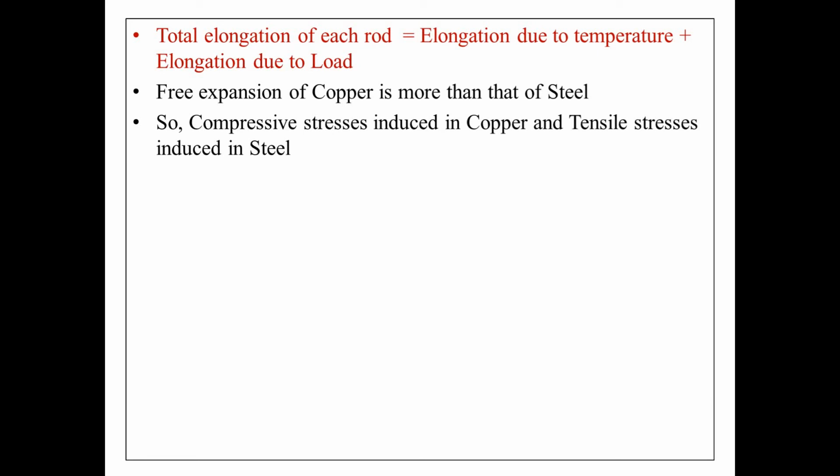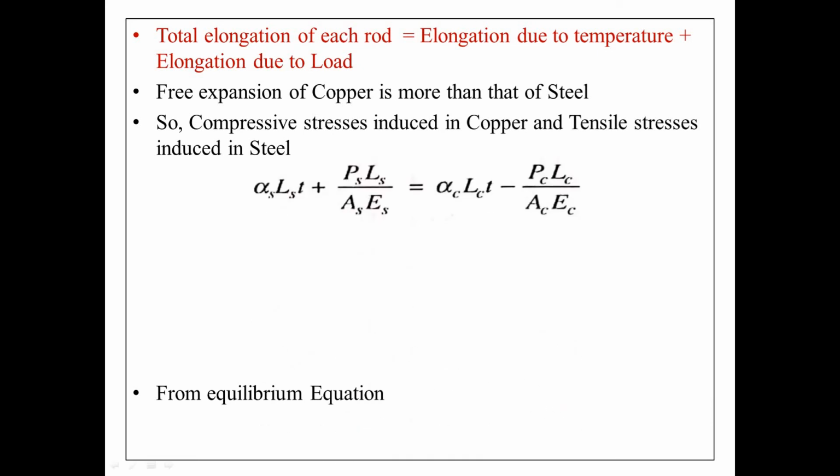So copper will try to pull in the downward direction, while steel will try to pull in the upward direction. So that is the thing. This is the equation that we have. In the previous case the lengths were the same, so that's why we were able to cancel out the length. But here the lengths are different.